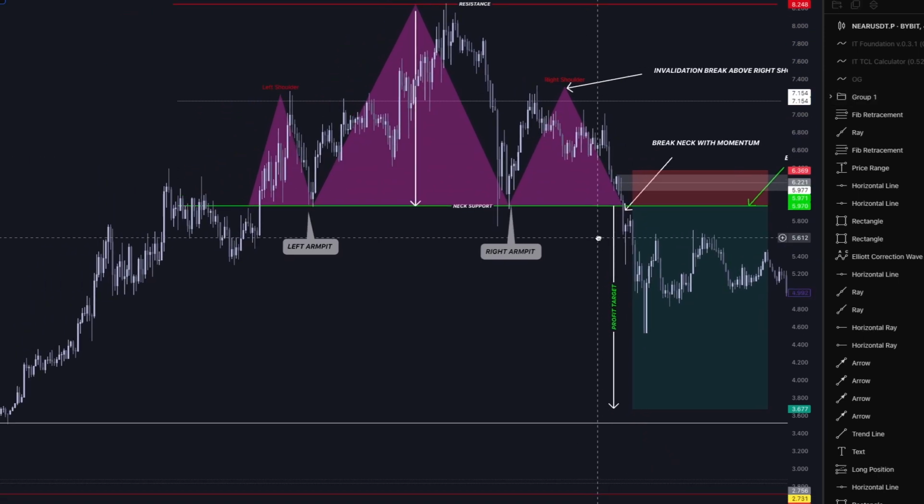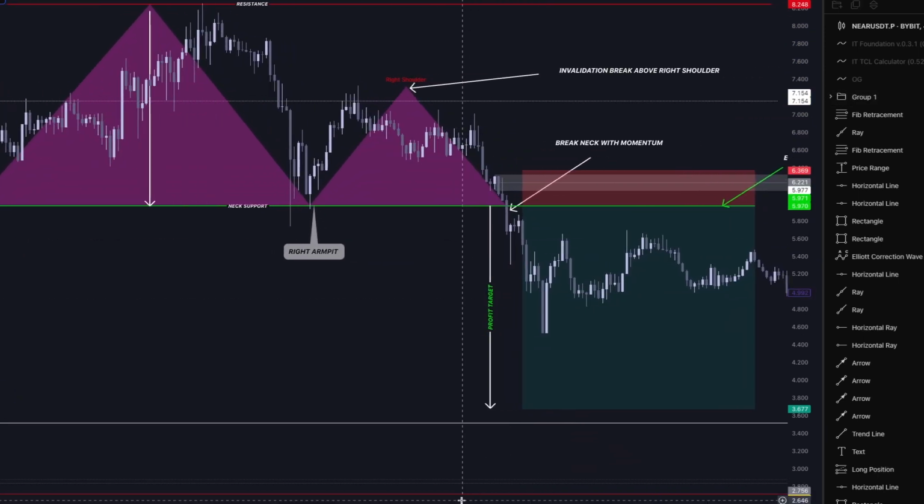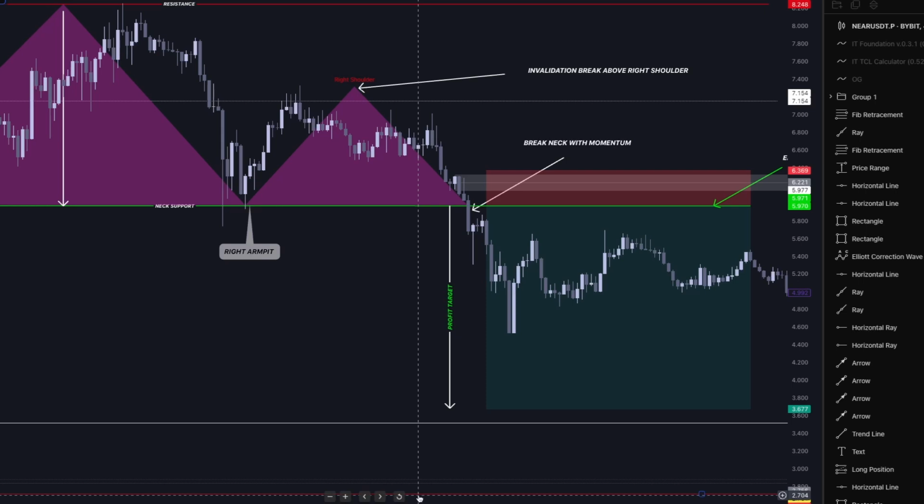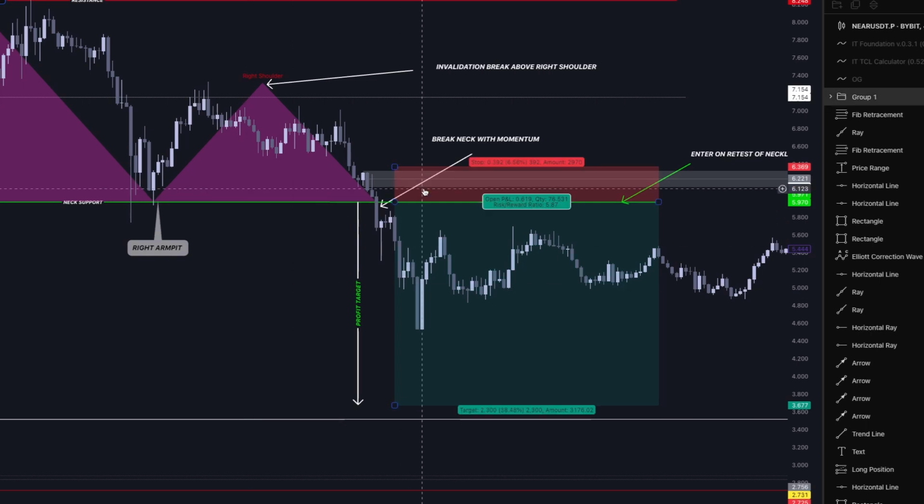And this is what you want to see when the neckline gets broken to have more confidence in the trade, is a candle that looks like this. You want the neckline to get broken with momentum. You want a lot of momentum to show in that candle. So break the neck with momentum, and your entry is going to be on the neckline.